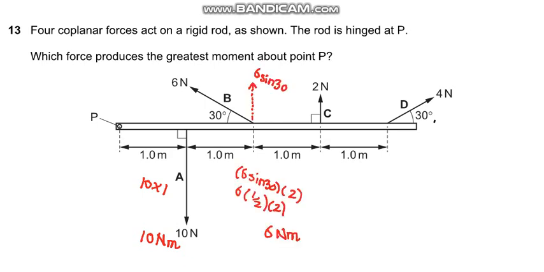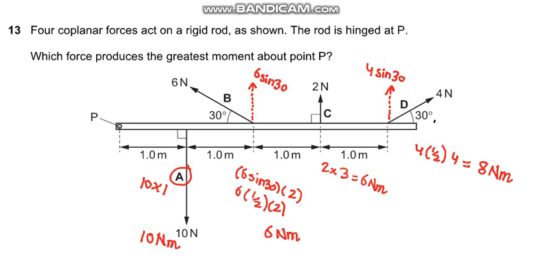At B it's 6 sine 30 into 2, so that's 6 into half multiplied by 2, that's 6 Newton meter. At C it's 2 multiplied by the distance 3, so it's 6 Newton meter. And at D it's 4 into sine theta into 4, the distance, which is 8 Newton meters. So A is the appropriate answer.